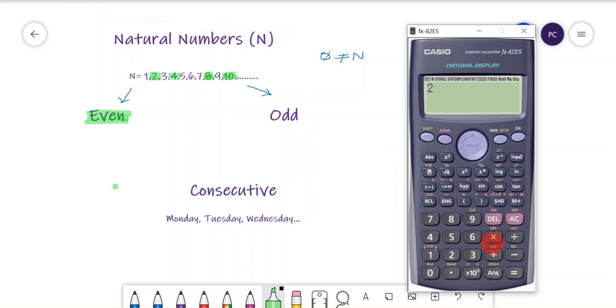So what does that mean? If I take 2 and divide that by 2, it divides in evenly and there's no remainder. If I take 4 and divide that by 2, it divides in evenly, there's no remainder. So 4 divided by 2 is 2. And likewise, if I take 10 and divide that by 2, it's equal to 5. So we can see that even numbers divide evenly by 2, and there's no remainder left over when you divide.